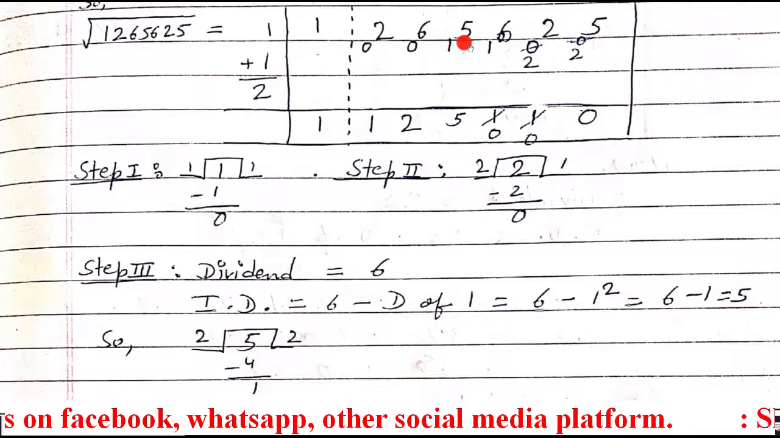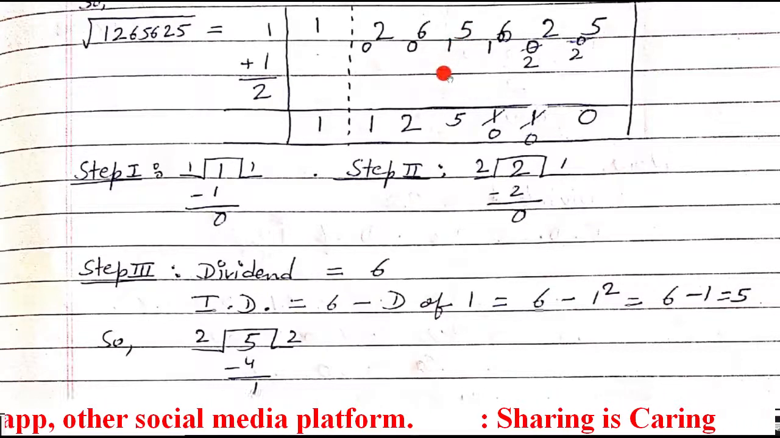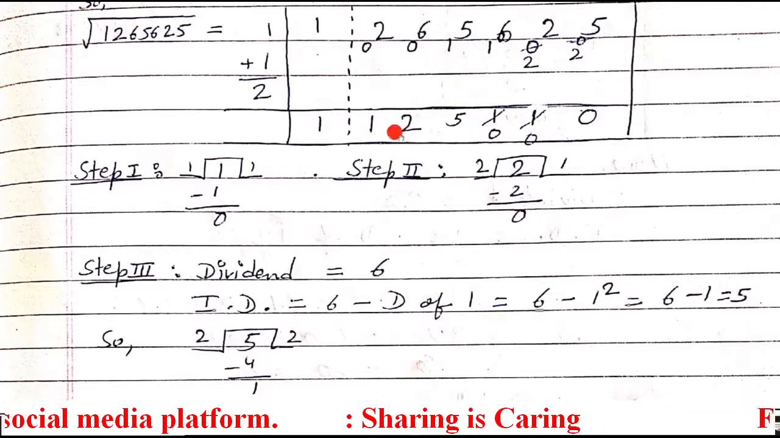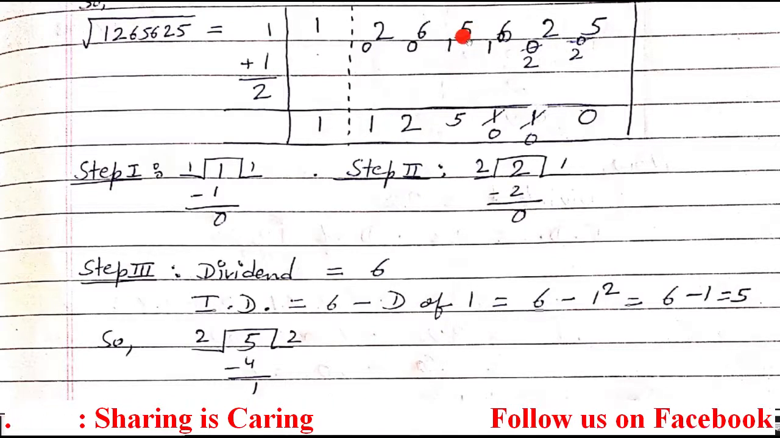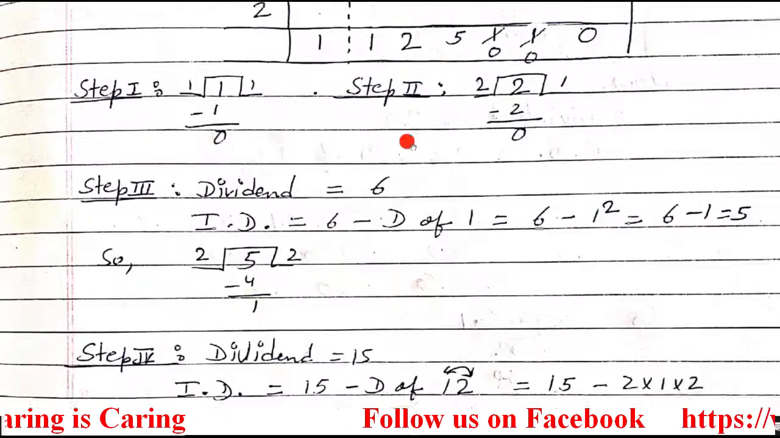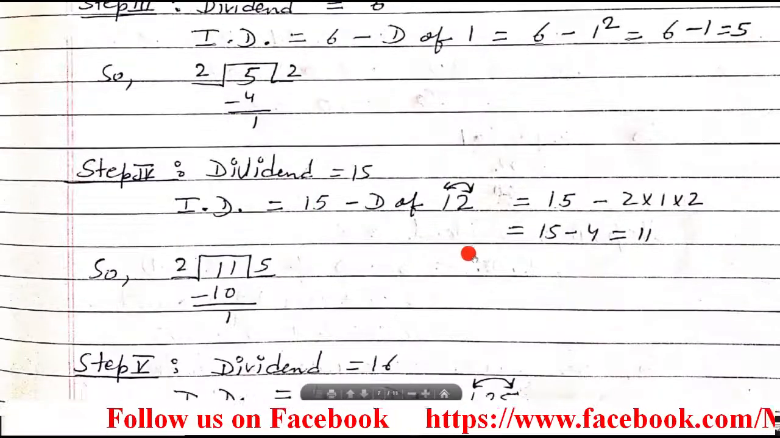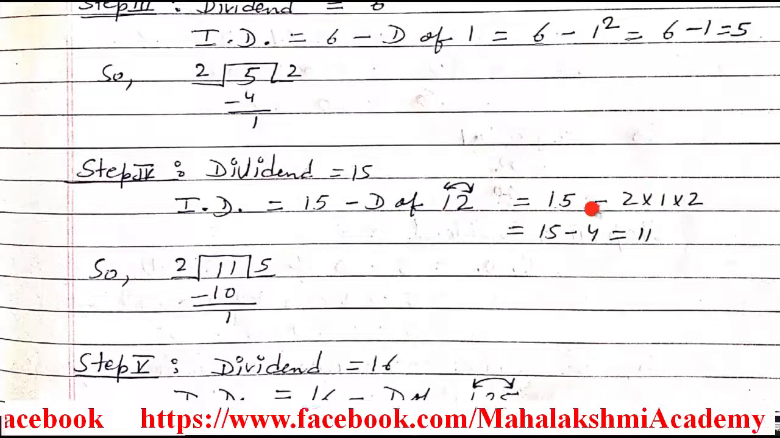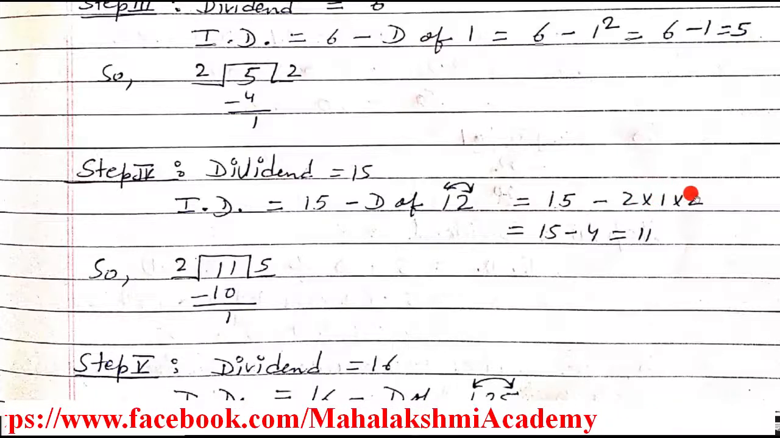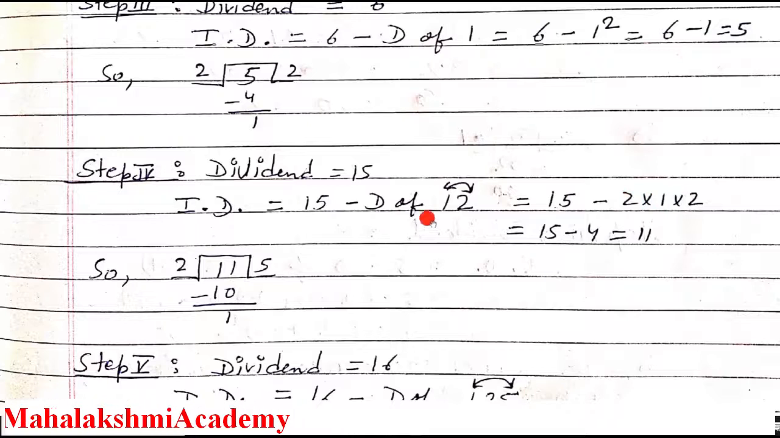So it's 1 5, 15. This 15 we have to improve. To improve this 15, before this column and after this column, how many digits do we have? 1 and 2. So 15 minus dvandva of 12. That's why the dividend is 15 and the improved dividend is 15 minus dvandva of 12. So it's a pair. To find the dvandva, 2 multiplied by 1 multiplied by 2. This first 2 is there because of dvandva, and these two are the digits of this pair. So you will get 4.